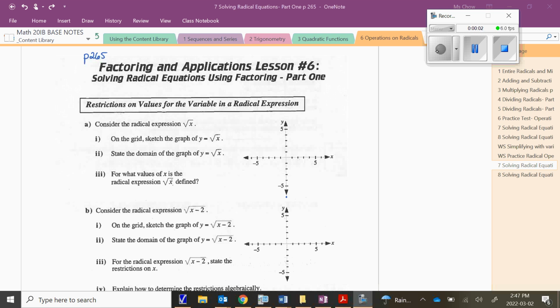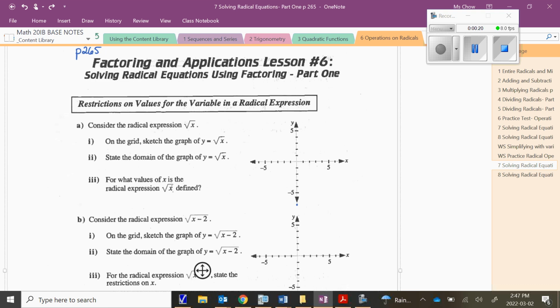Okay, we are on page 265 in your workbook, and we are looking at solving radical equations. So let's just jump right into it. We're going to be talking about the restrictions on values for the variable in a radical expression, and to help us to understand that a little bit better, we're going to do some graphing.